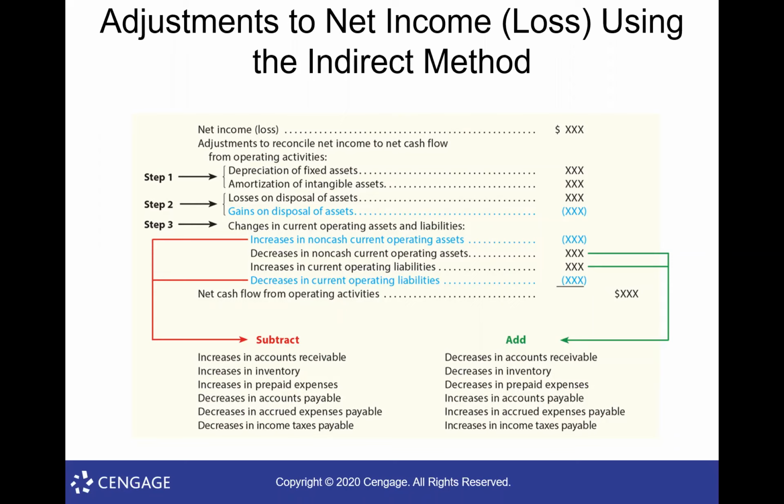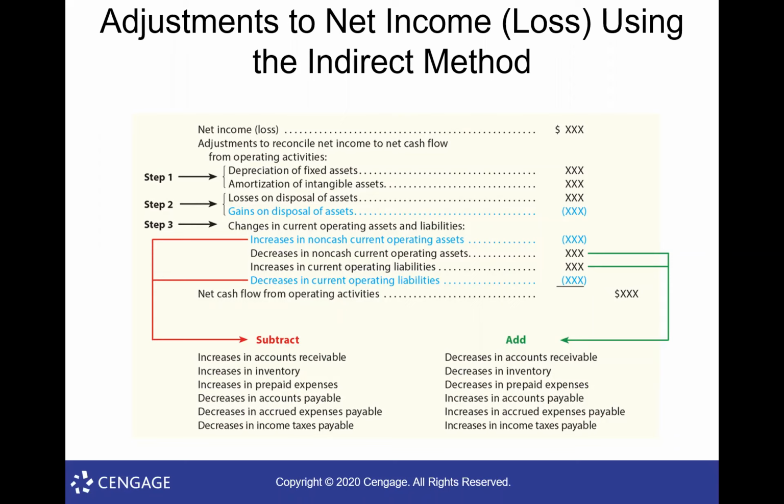Step two is we're going to add in any losses on disposal of assets or subtract any gains on disposal of assets. So any money we made by selling off assets like buildings or land or something like that is going to get picked up later in the investing activities section. So if we count it up here in the operating activities section, it's going to double count. Because recognize when we sell off a piece of property, if we make a gain on it, that's going to increase our net income.